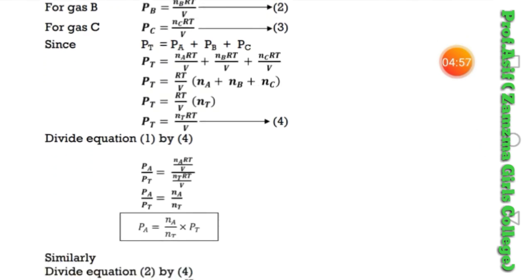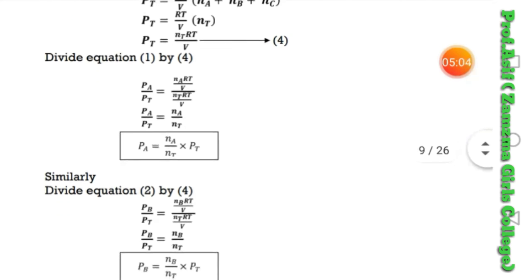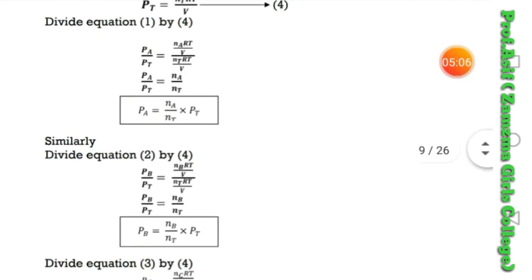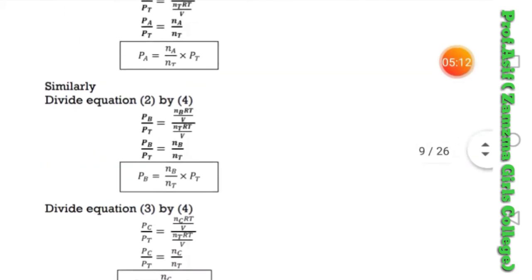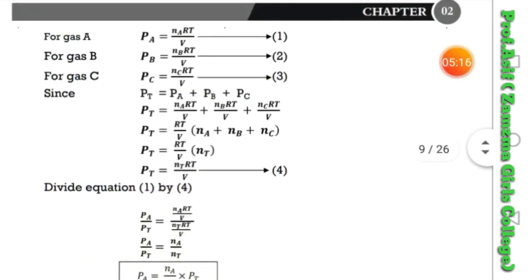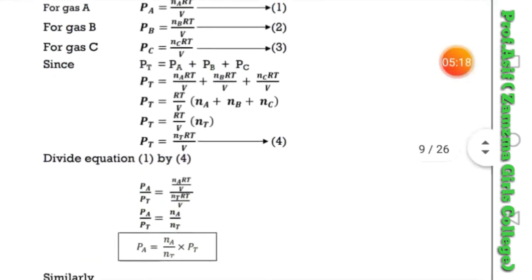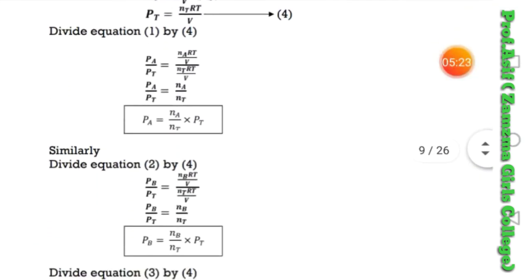So in this way, students, you can calculate the individual pressure of a certain gas by dividing equation number 1 by equation number 4. Similarly, equation 2 by equation 4, and equation 3 by equation 4. These are the mathematical steps, which are very easy. I'm not going to describe them in this video. You can do it on your own. The solved equation is there.